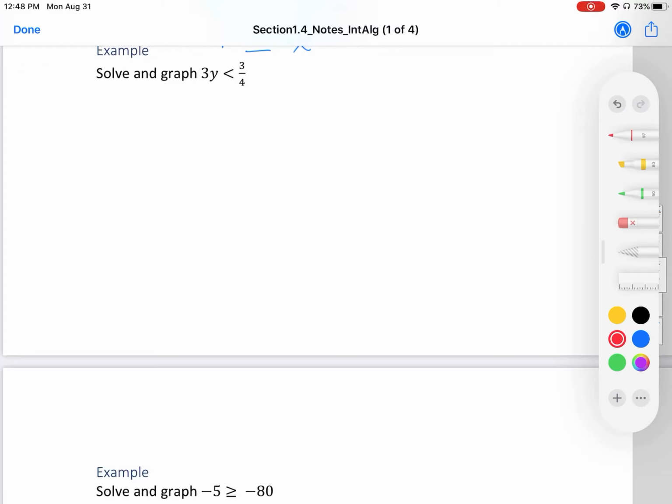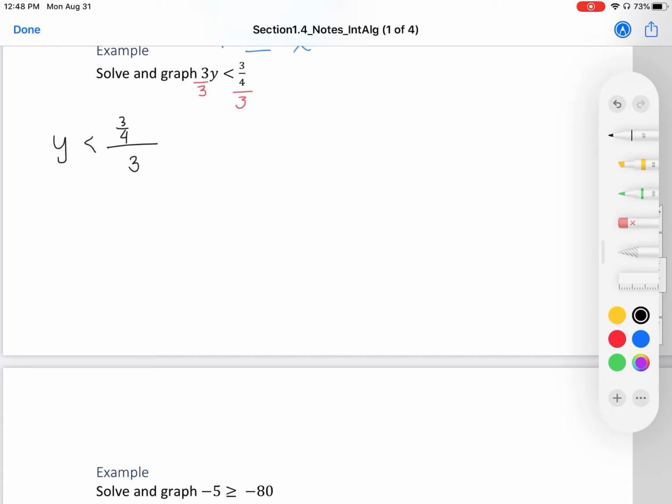Let's solve and graph. I want to get y by itself. So remember, our rules of equality transfer over. So I can multiply the same thing to both sides, divide the same thing to both sides. All right, I want to get y by itself, so let's go ahead and divide by 3 or multiply by its reciprocal, however you like to think about it. Let's divide by 3, and we're left with y is less than 3 over 4 divided by 3.